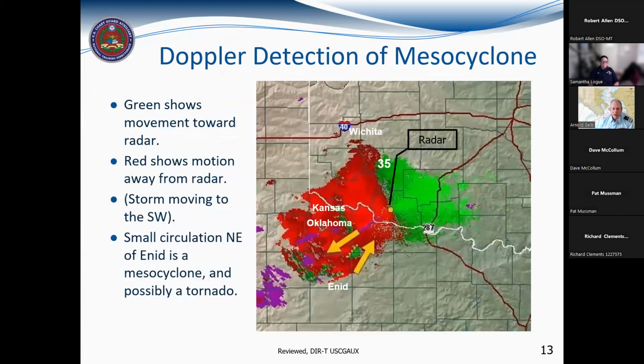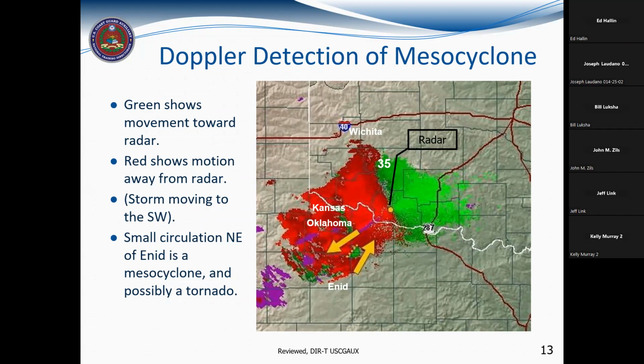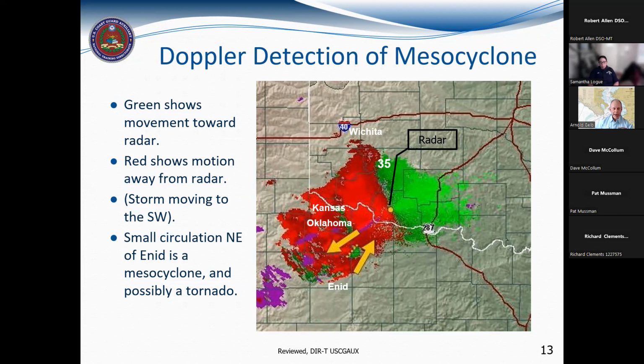Now, how do we use this? Well, here is a Doppler detection of a mesocyclone. And remember, mesocyclones are on the order of 2 to 6 miles, often associated with thunderstorms. Here, the green is showing movement towards the radar station, which is located at the yellow dot, and red is showing motion away. If you look down near Enid, between these two arrows is a mesocyclone. There's an area of green, there's an area of red. Possibly it could be a tornado.